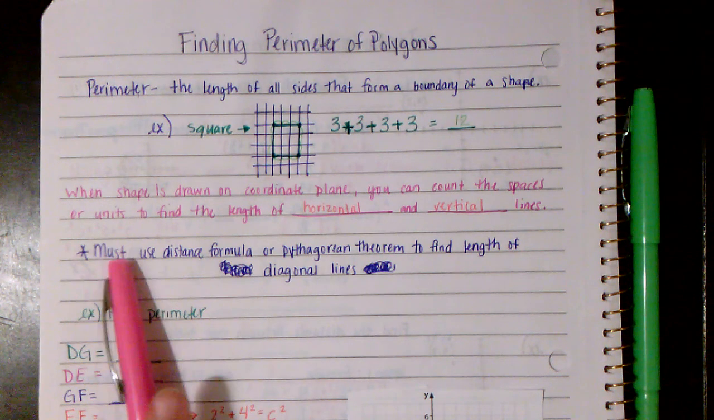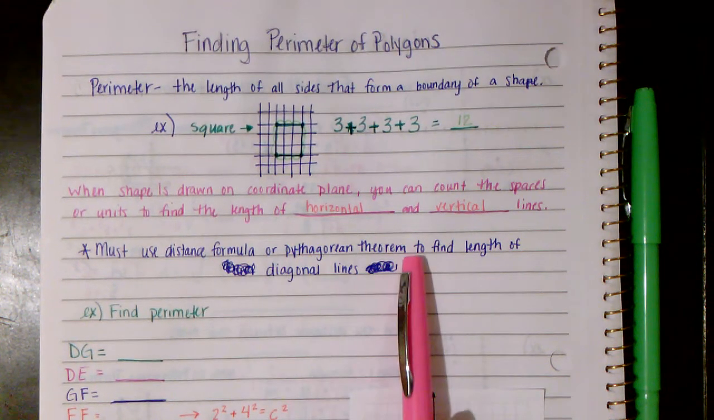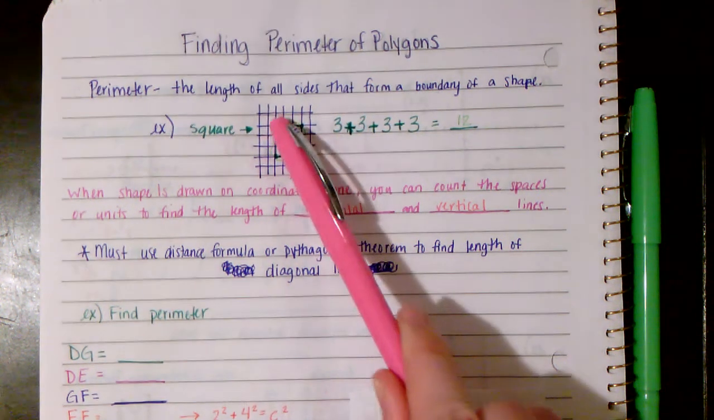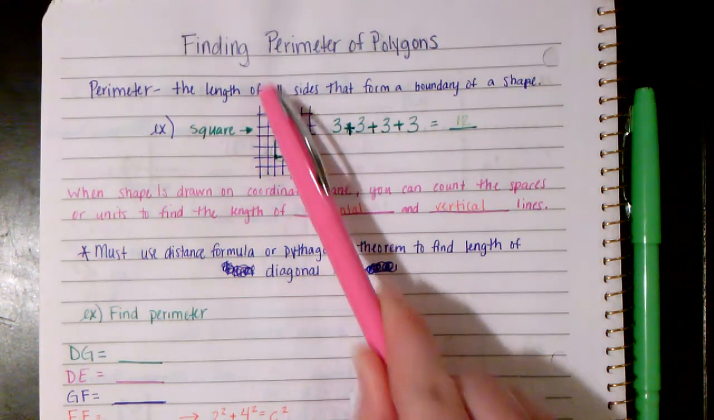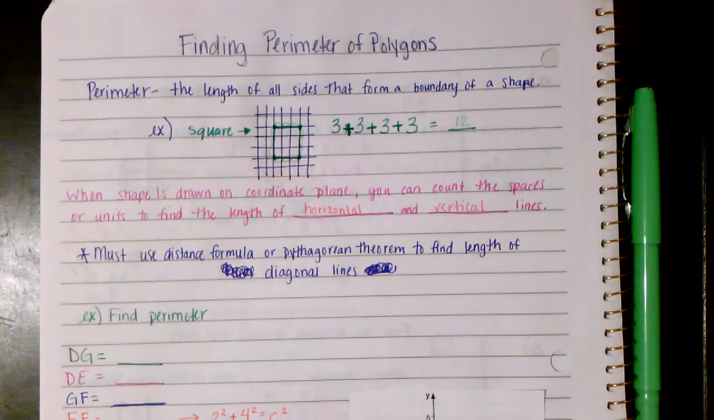Now, if your line happens to be diagonal, you have to use the distance formula or the Pythagorean theorem to find the length of that line. And we talked about that last week when we were trying to find distance and midpoint of a line. So you can find the distance of a line or the length of it with our distance formula. So if you happen to have a line that is diagonal and you can't really count the spaces because it's cutting through them in a strange way, you can find the length of that line using the distance formula or the Pythagorean theorem. So let's look at an example together down here.